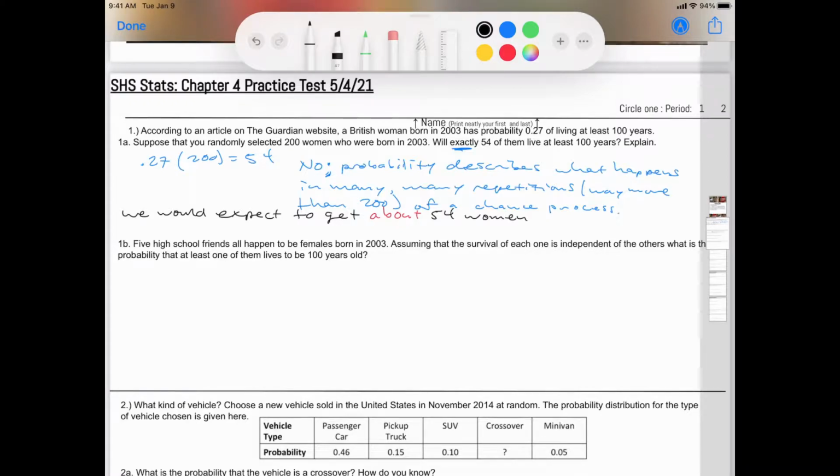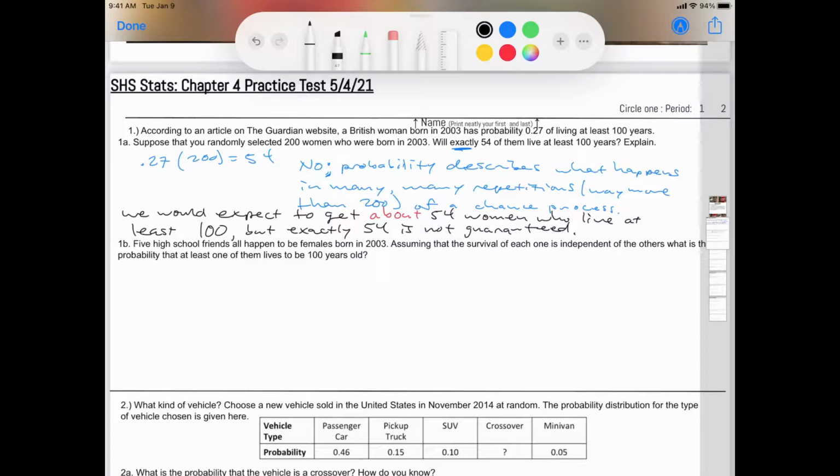Not exactly, that's why I underlined that word, who live at least 100, but exactly 54 is not guaranteed. Because you do this over and over and over again, you might get like 50, one other time you might get 65, but we would expect around 54. Okay, let's try example 1B.